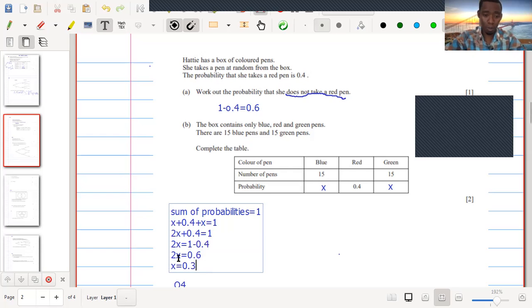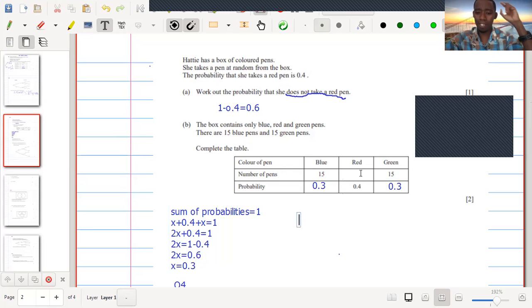Here I got 0.3 because I divided by 2 both sides. Here, and here, I'll get 0.3. So my x's are 0.3, each one. 0.3. And then here also 0.3. All right. So now this one is complete. I now need to complete this one here.